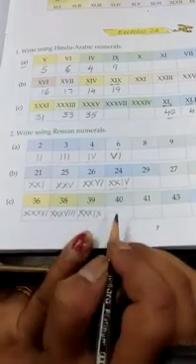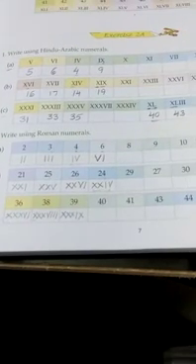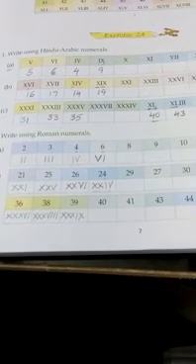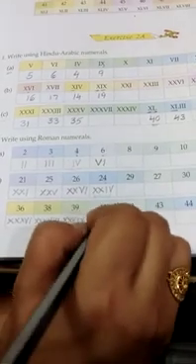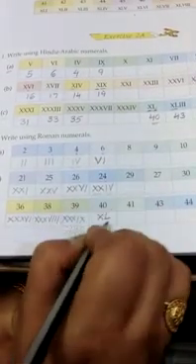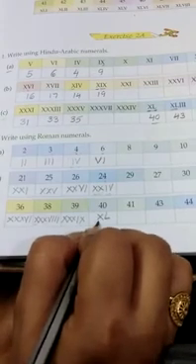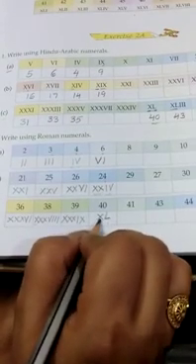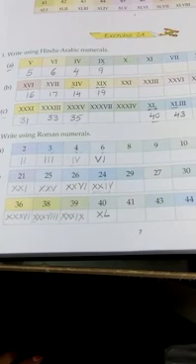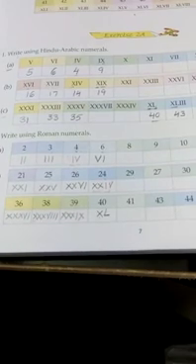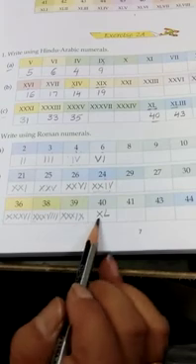Next is 40. I told you that 4 times X, we can't write more than 3 times X together. Beta, we cannot write X more than 3 times. So we will write XL, that is 50 minus 10. That will become XL. It means the value of L is 50 and the value of X is 10. So 50 minus 10 will become 40. Beta, we studied this in the rule: a smaller numeral gets subtracted from the greater numeral on its right. So you can subtract only once from a numeral. So this will become XL.